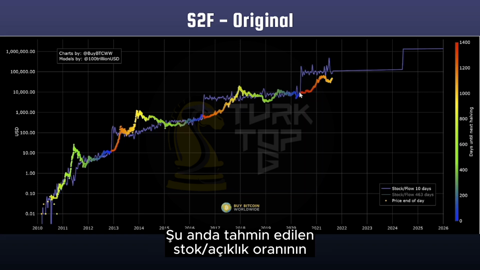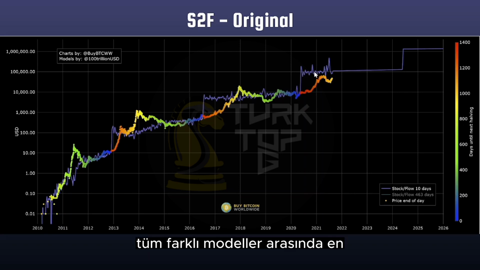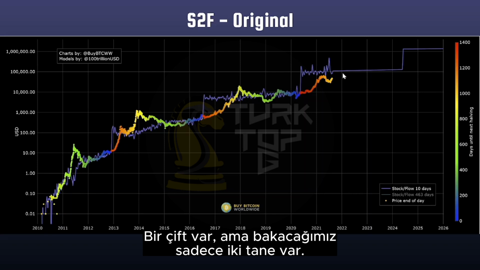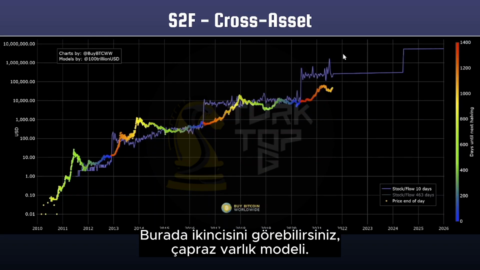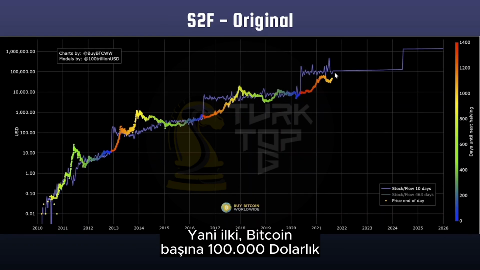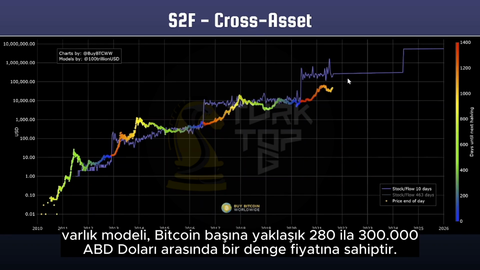You can see over here that we're currently just below the predicted stock to flow ratio for the original model, which is the most conservative one out of all the different models. There's a couple, but there's only really two major ones that we'll be looking at. And you can see here, this is the second one, the cross asset model. Whereas the first one has an equilibrium price of about $100,000 per Bitcoin, the cross asset model has an equilibrium price of about $280,000 to $300,000 per Bitcoin.